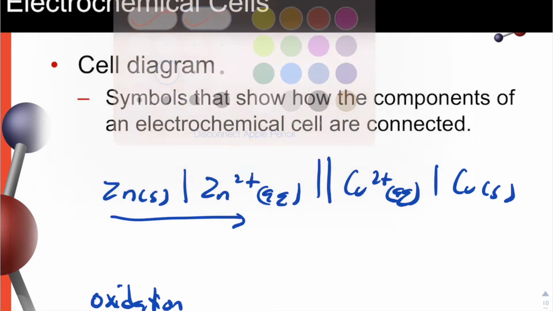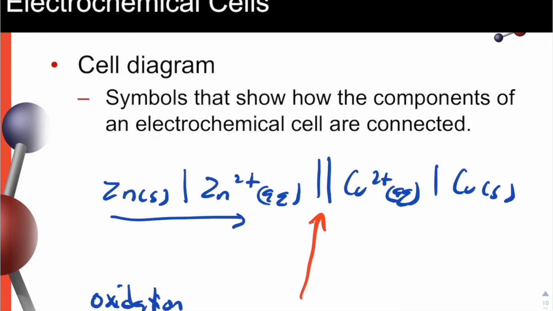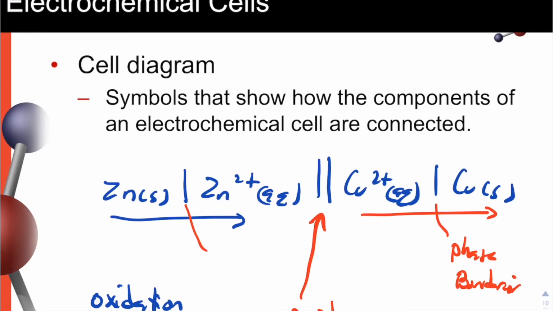This right here is your salt bridge. And these here are phase boundaries. This one and this one are phase boundaries. And on the right, you have your reduction, written just as the reduction occurs, copper ion going to copper. So that's a cell notation. You need to be able to write one given the information, or you need to be able to tell me what's happening in the cell given an actual cell diagram.